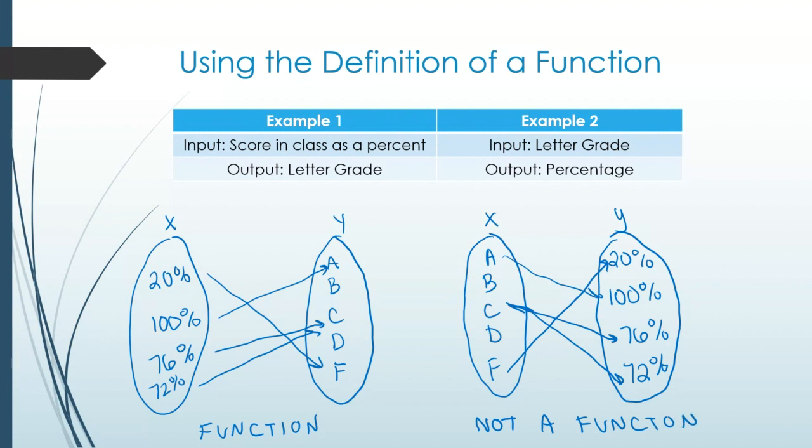Some relationships are functions in both directions, and that's special, and that's something called one-to-one, but not all relationships are. So this is one where it's not a function in both directions. It's only a function if you have a score and you go to the letter grade. You can't use your letter grade to predict what your exact score is.